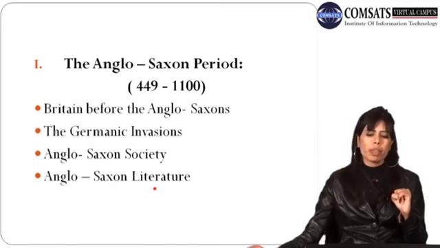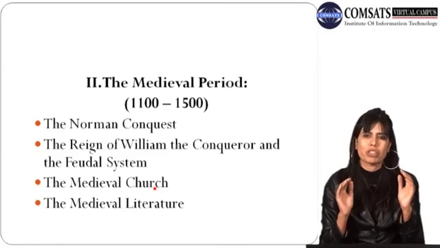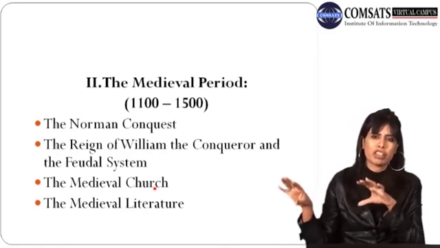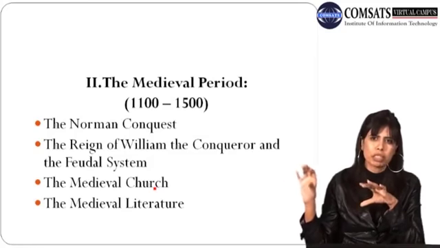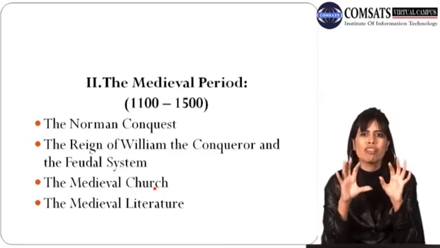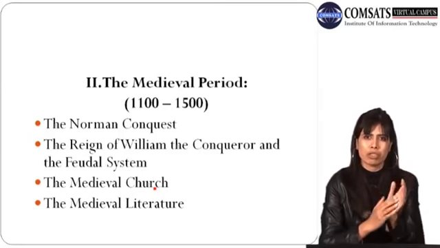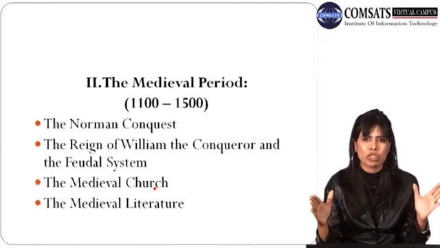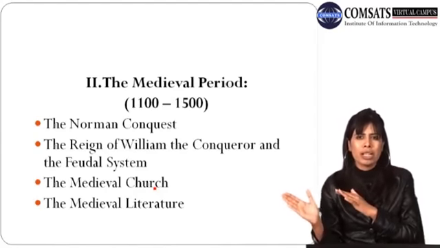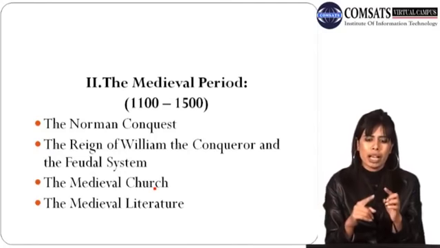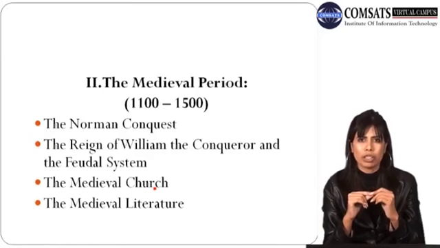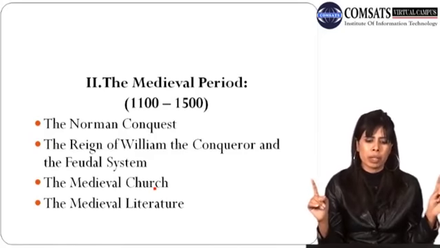The second period in the history of English literature is the medieval period. You'll have to keep in mind that the taste, or the subject matter and style, which was very common in the Anglo-Saxon period, you won't be able to find here. That is why we have categorized different periods and given them certain names. The medieval period started right after the Anglo-Saxon period, in 1100, and ended in 1500. Again, a very long period.